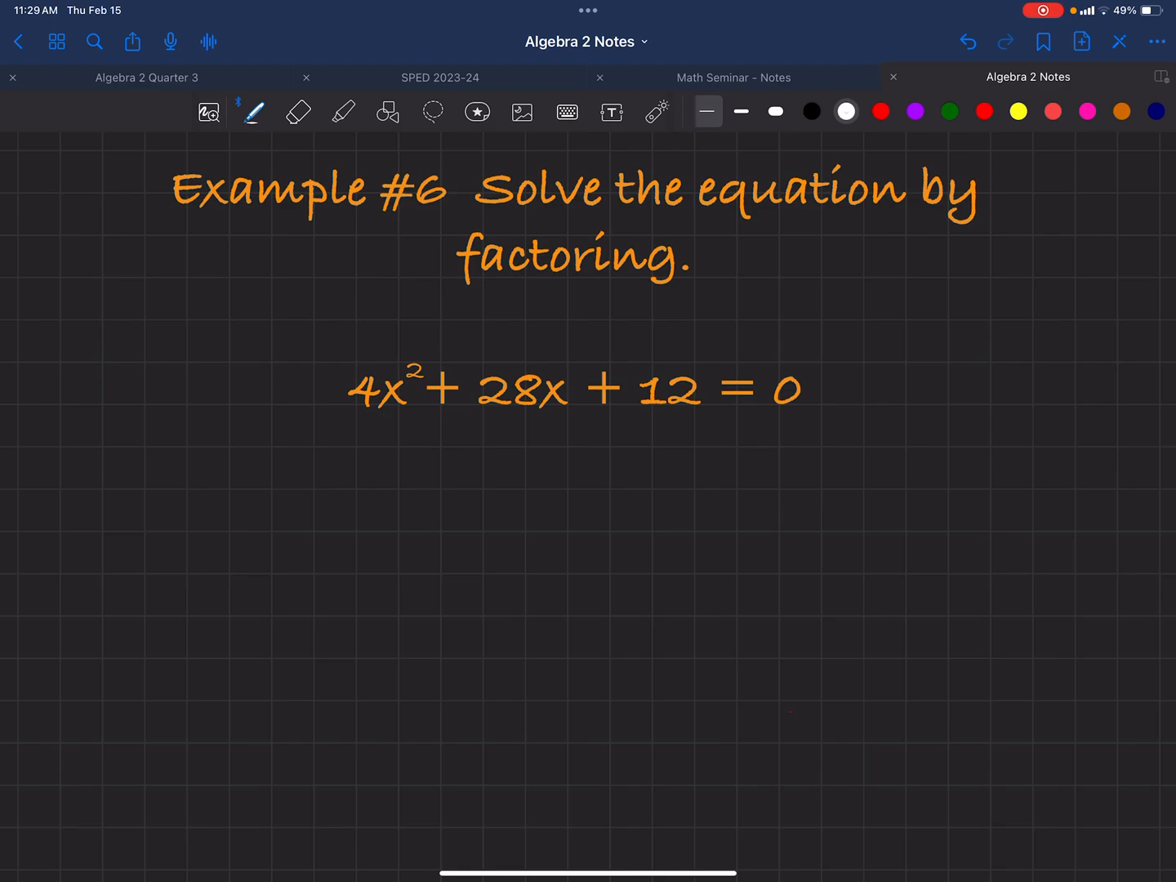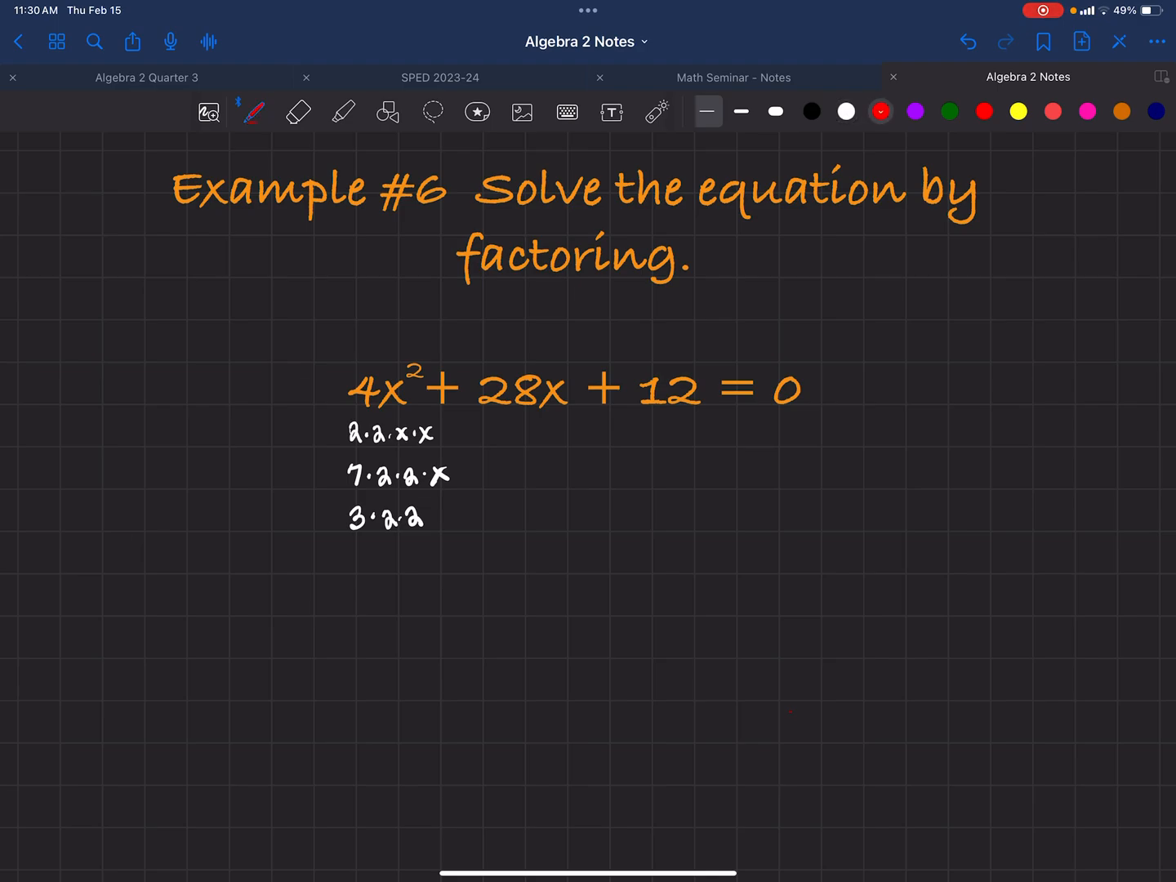The 4x squared could be broken down to 2 times 2 times x times x. 28 times x can be broken down to 7 times 4, but 4 can be broken down to 2 times 2, and I have 1x. 12 is 3 times 4, but 4 can be broken down to 2 times 2.